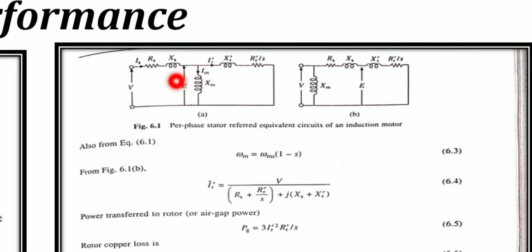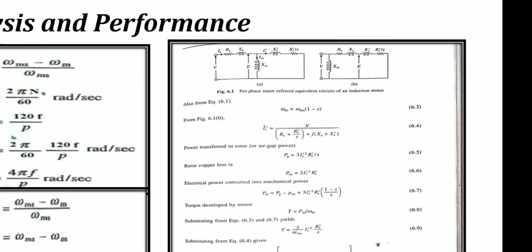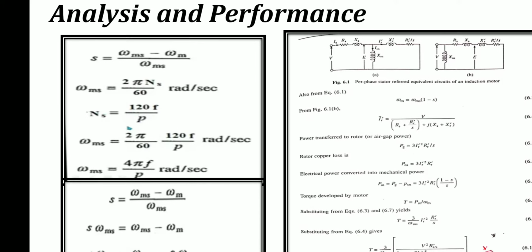Getting my point? RR as well as the XR, nothing but what I told here. This is the stator part, and this will be the rotor resistance, and this is the stator reactance itself. This XR dash as well as the XS dash as well as the RR dash divided by S is nothing but the stator referred values of the rotor resistance RR and the rotor reactance XR itself. Getting my point? So this is the basic equivalent circuit of the three-phase induction motor.